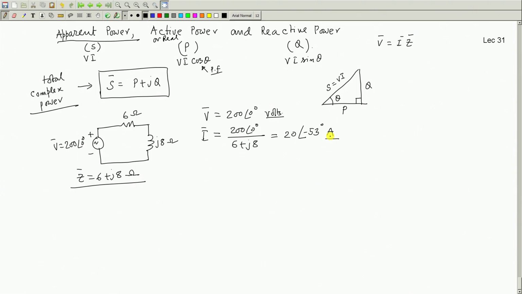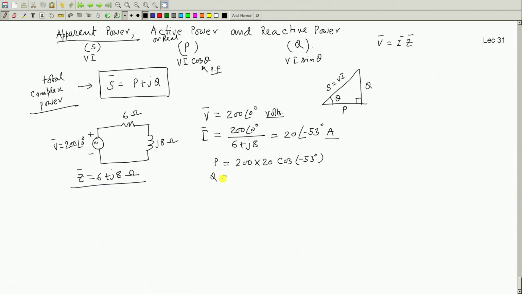Now, one way to calculate real power and reactive power separately is this: P, which is a number, not a phasor. Real power is the magnitude of the voltage into the magnitude of the current into cosine of minus 53 degree, whatever it is.